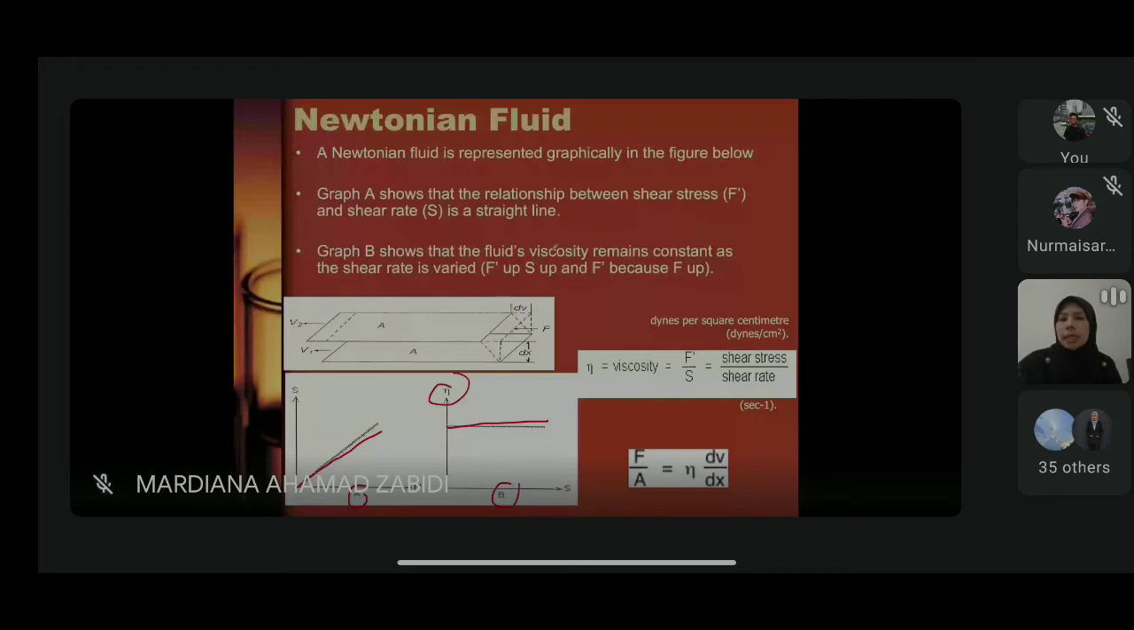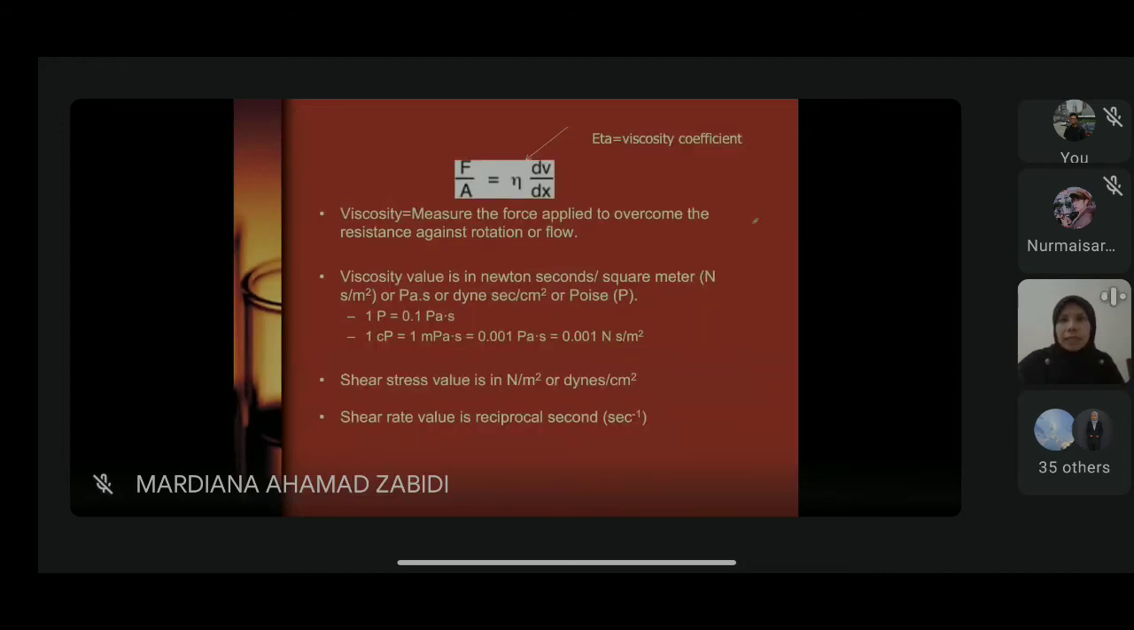Okay, so yang ini those equation, this one has been given in previous slide. I don't know why it keeps on repeating on the following slide. So this one pun sama. Okay, this slide ni sama juga macam yang your previous slide before. Okay, viscosity, it measures the force applied to overcome the resistance against rotation ataupun flow. This one I have explained to you just now.